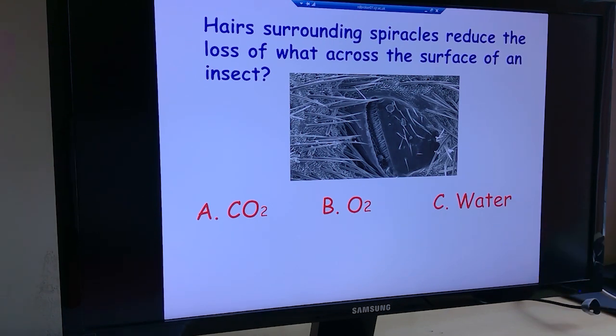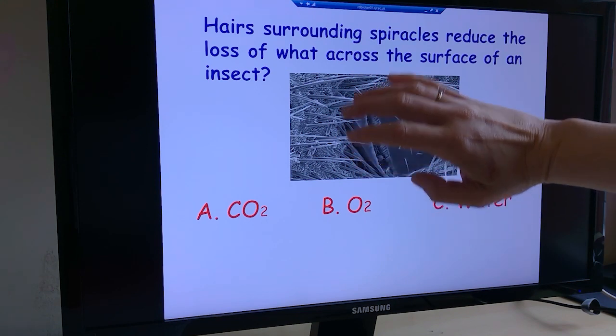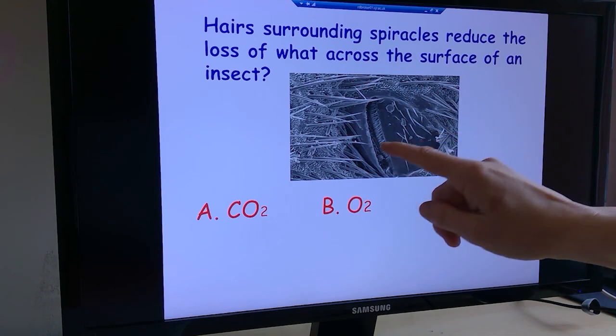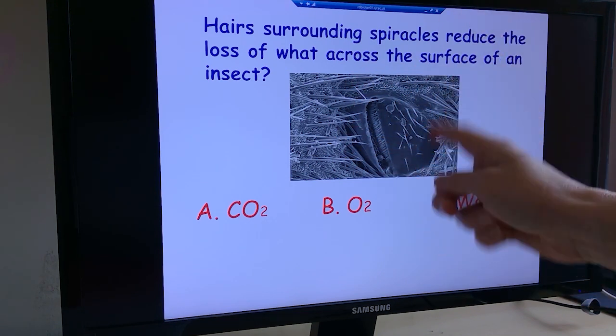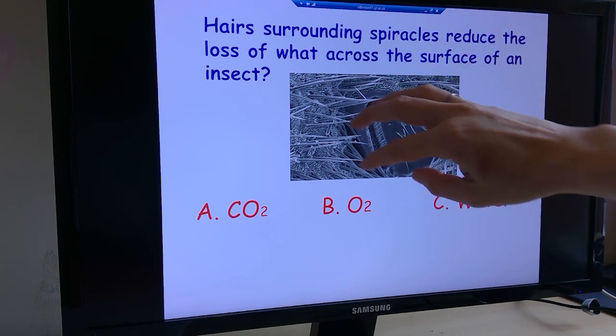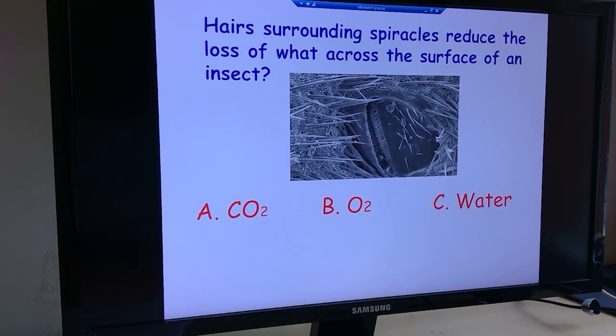What would you be trying to reduce the loss of if you're an insect when you open your spiracle? Water, of course. Okay, so water droplets get trapped by those tiny little hairs. When the spiracle is opened, gas exchange occurs, but the water vapor gets trapped by the hairs, so that helps to reduce the water loss.